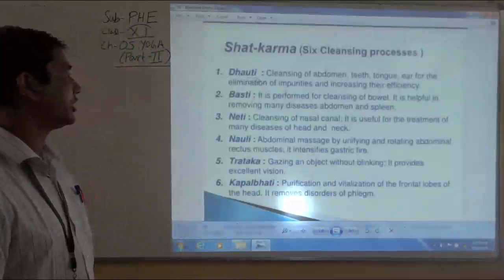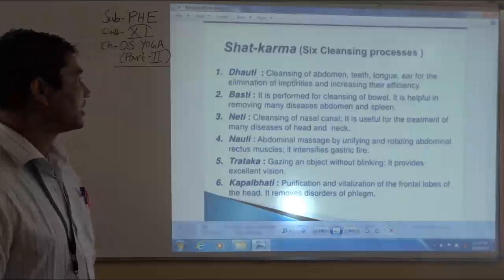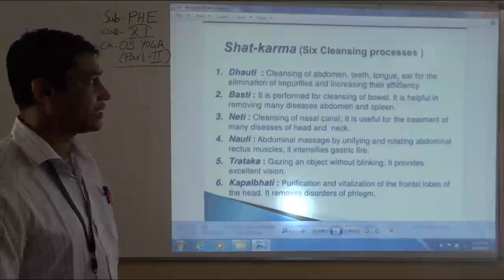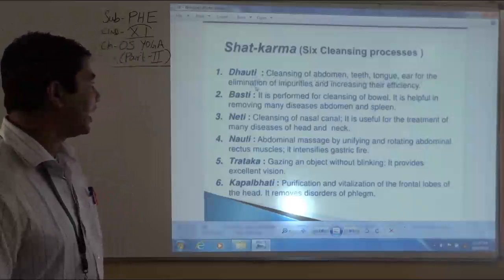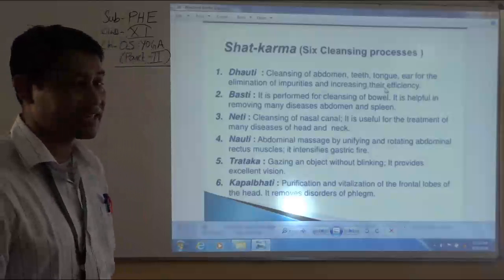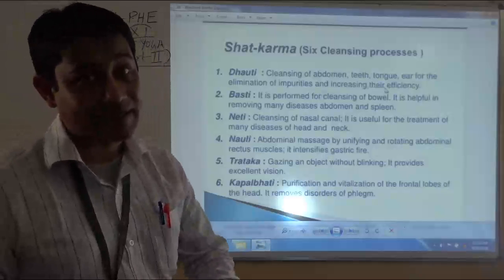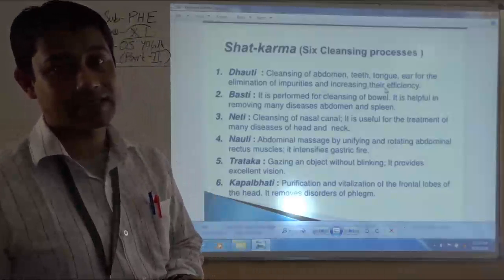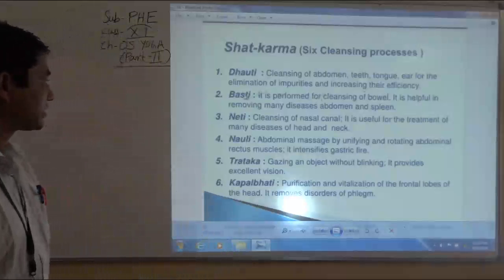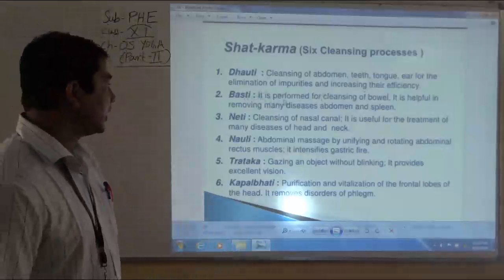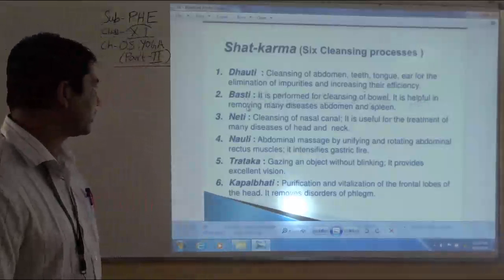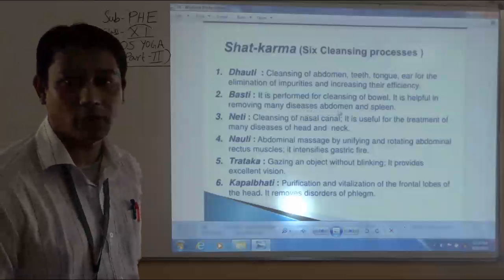The first one is Dhoti. Dhoti means cleansing of abdomen, teeth, tongue, ear for the elimination of impurities and increasing their efficiency. So by cleaning these internal organs, we are also enhancing their efficiency level. Second one is Basti. It is performed for cleansing of bowel. It is helpful in removing many diseases of abdomen and spleen.